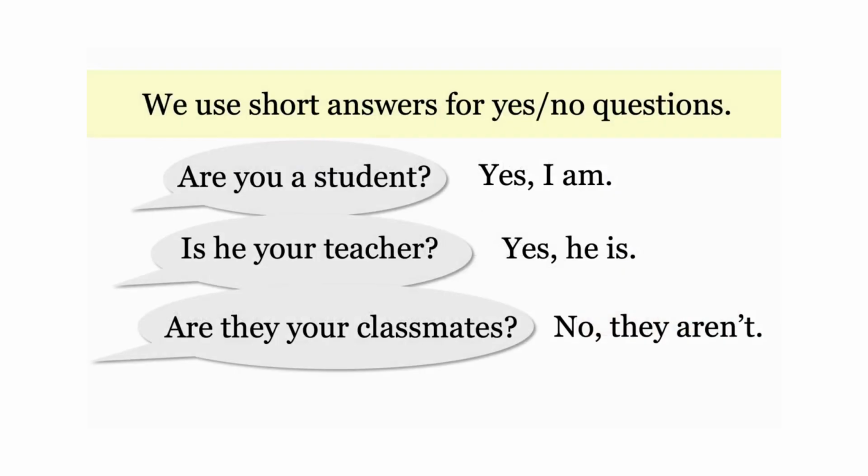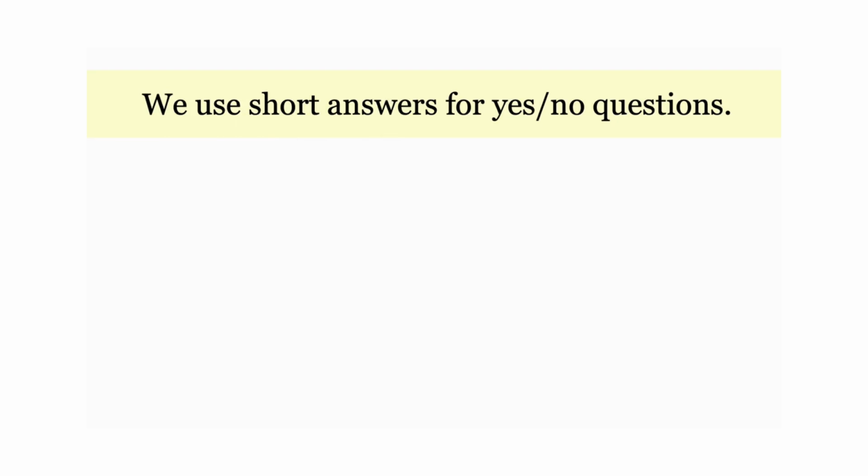We use short answers for yes/no questions. These answers usually have 3 words. Yes, I am. Yes, he is. And some of these answers use contractions. No, they aren't. You can say, no, they are not, of course, but we often use contractions when we speak. We use short answers for yes/no questions, but of course you can just answer yes or no. Sometimes this is fine, and sometimes it sounds too short.